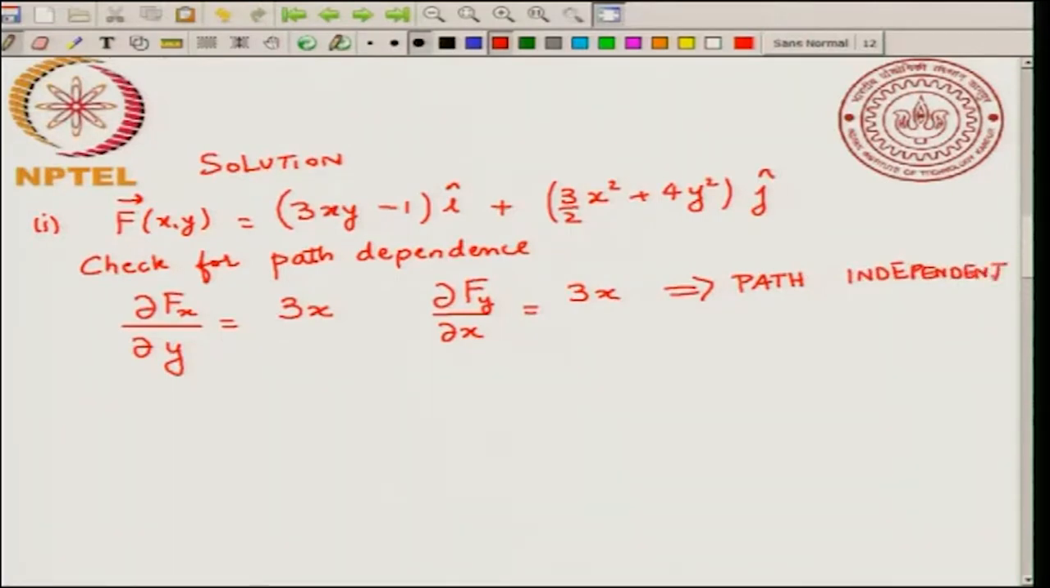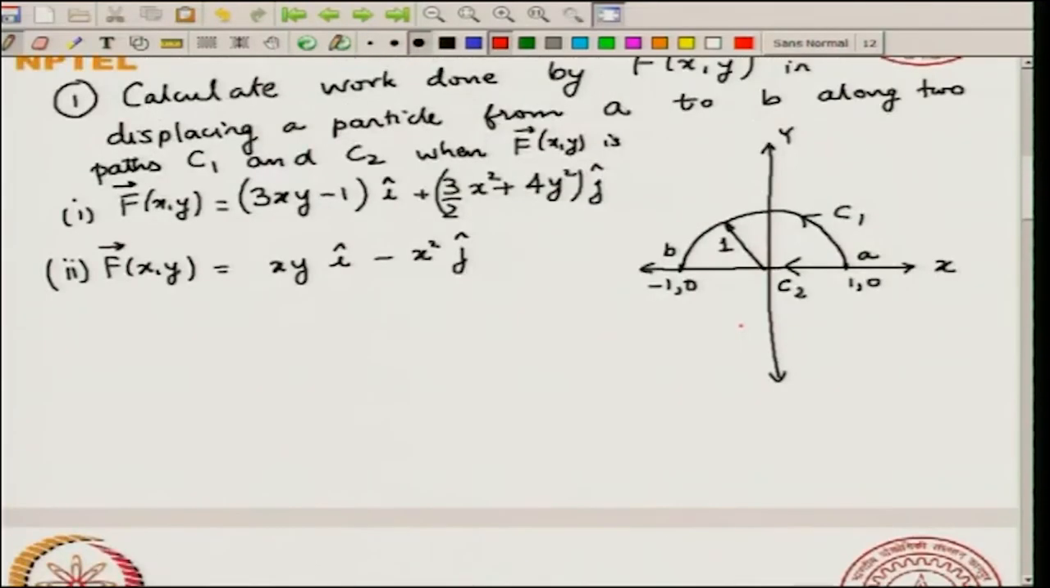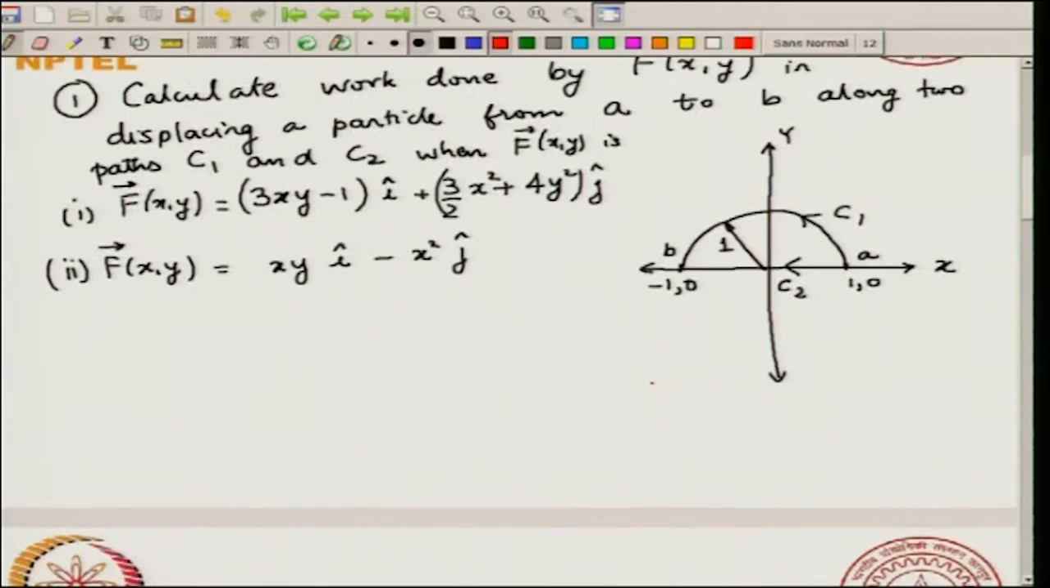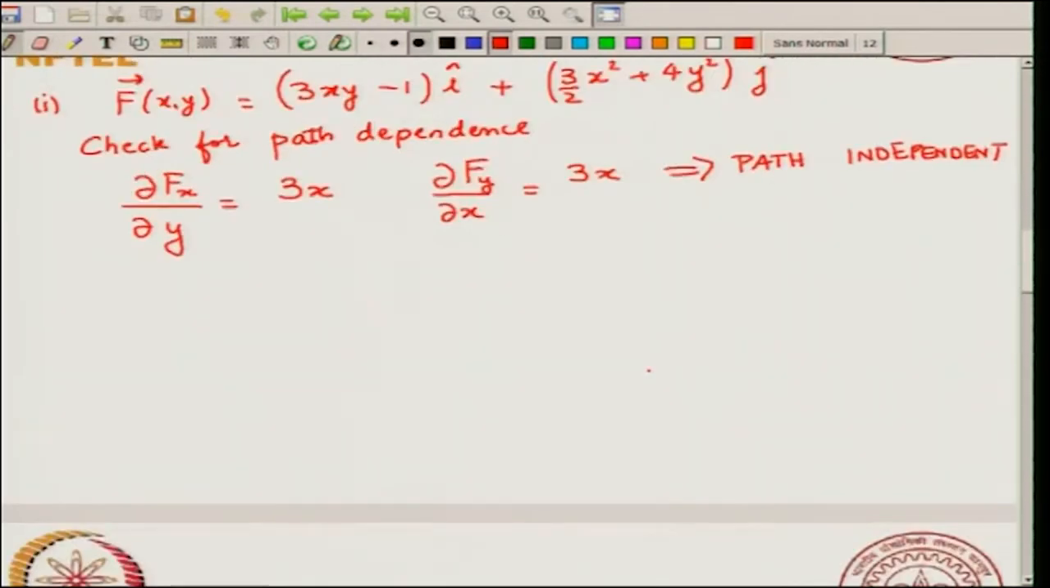So what you would expect is that the work done in going along path C1 should be the same as the work done in going along path C2. For the first force, the work done along path C1 and along path C2 will be the same. What we saw is that for the first case of the force, the work done does not depend on which path you take. For convenience, I will calculate this work using path C2. So, what do we know about path C2?